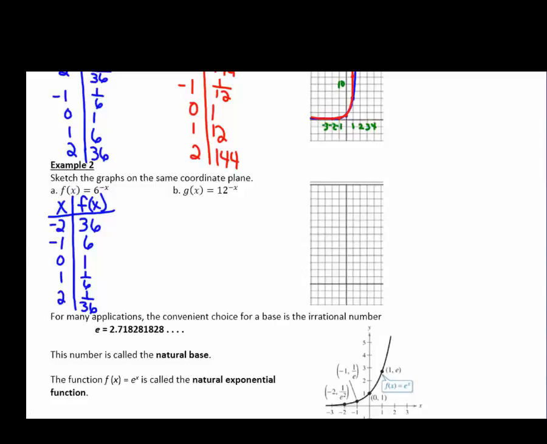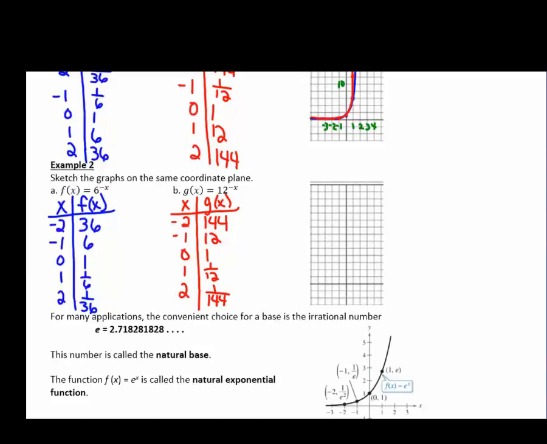Then we can go ahead and draw up our t-chart for the g function. We'll use the same x values, I should say. And so when we plug in -2, that's 12 to the -2, so that's 144. Plug in -1, 12 to the -1 is 12. 12 to the 0 is 1. 12 to the -1 is 1/12. And 12 to the -2 is 1/144.